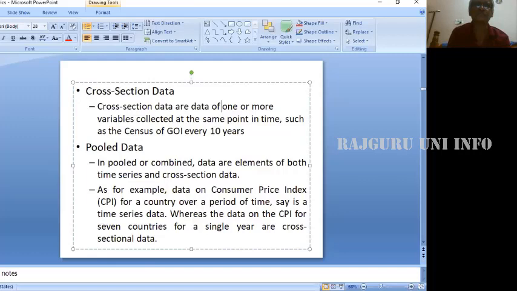So I combine. The data that you observe is the Consumer Price Index of India along with other countries over a certain period of time. So you have country-wise time series, but there is also cross-section comparative data. That becomes pooled data. Researchers do say that theirs is pooled data, or cross-sectional data, or time series data.